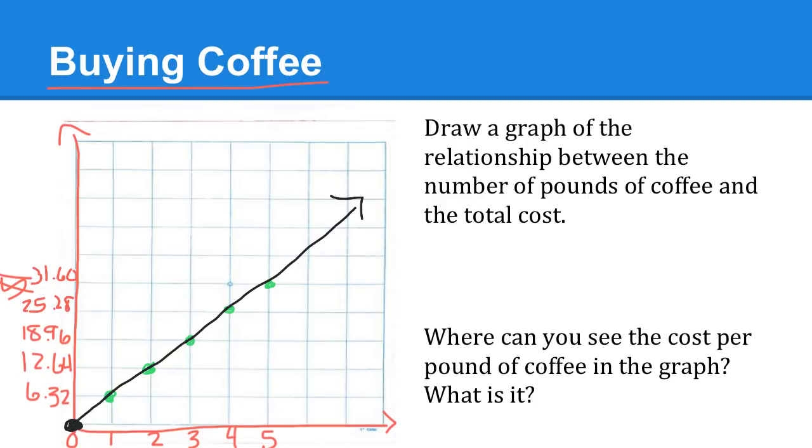Now let's see if we can determine from the graph what our cost per pound is, our unit rate. So remember, we want cost per pound of coffee. 1 pound of coffee is right here. If I go up to 1 pound and then take a left from my line, I can. My ordered pair is 1 pound of coffee costs $6.32.